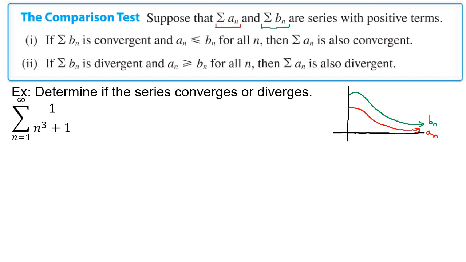So our comparison test says that if b sub n converges, that's the one on the top, and b sub n is always bigger than a sub n. That's why it's above the a sub n here. So if the top one converges, the bottom one has to converge. Basically, you can think of it like the squeeze theorem in Cal 1. If the top one converges, it pushes the other one down to converge as well. Or the other way around, if you're diverging, then your a sub n also has to diverge as well.